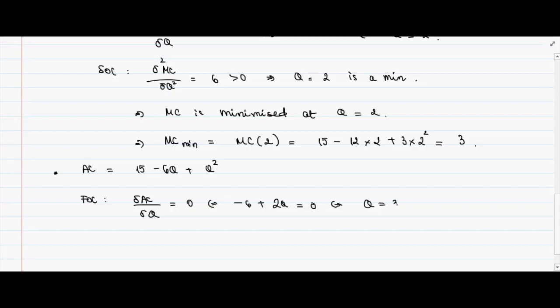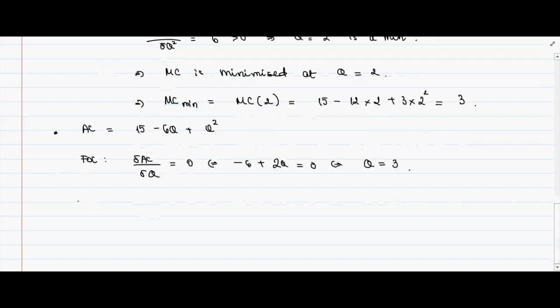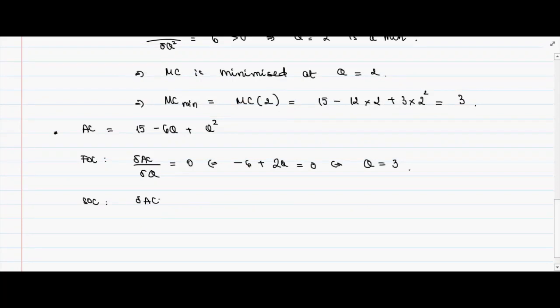Okay, so I get negative 6 plus 2q equal to 0, and therefore q is going to be equal to 3. Now again, I'll check the second order condition, where I differentiate the first derivative again with respect to q to confirm that this is the minimum point. If I differentiate this expression again, I get 2, and that is bigger than 0, and therefore I confirm that q equal to 3 is the minimum point.